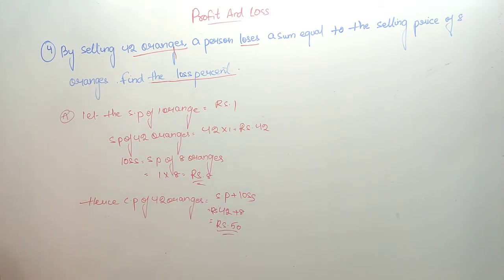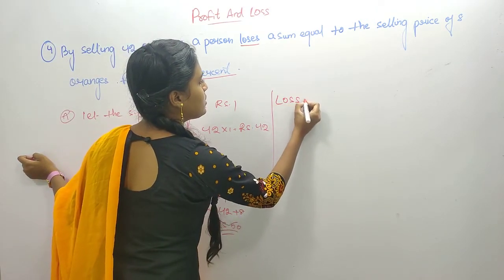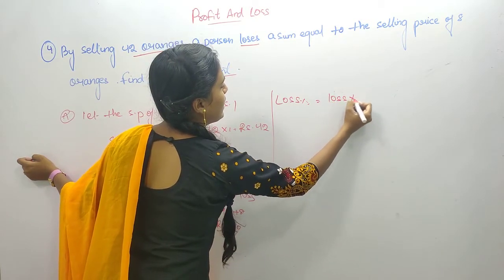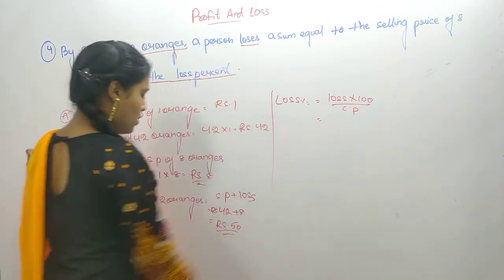Now what will we do? We have to find the loss percent. Loss percent, what is the formula? In previous classes, at the start of profit and loss, I gave the formula of loss. Loss percent is equal to loss into 100 by CP.